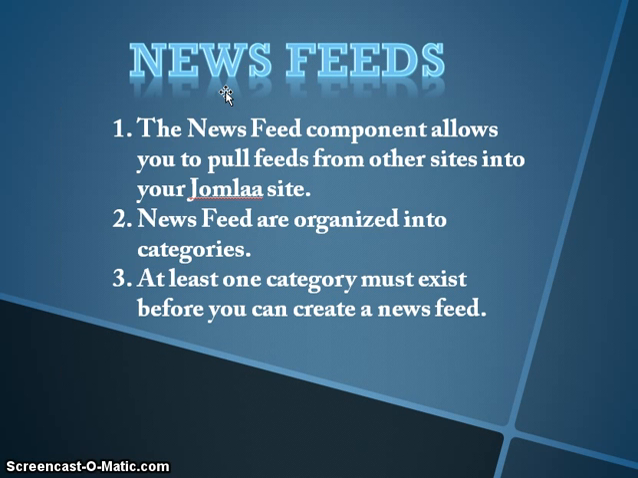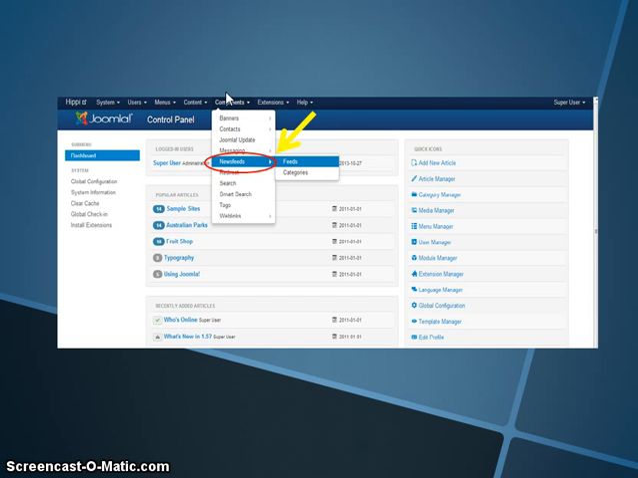The first component that we are going to learn is newsfeeds, where the newsfeeds component allows you to pull feeds from other sites into your Joomla site. Newsfeeds are organized into categories and at least one category must exist before you can create a newsfeed. In order to create a newsfeed, you need to click at the components, then click newsfeed, and then you need to click feed.